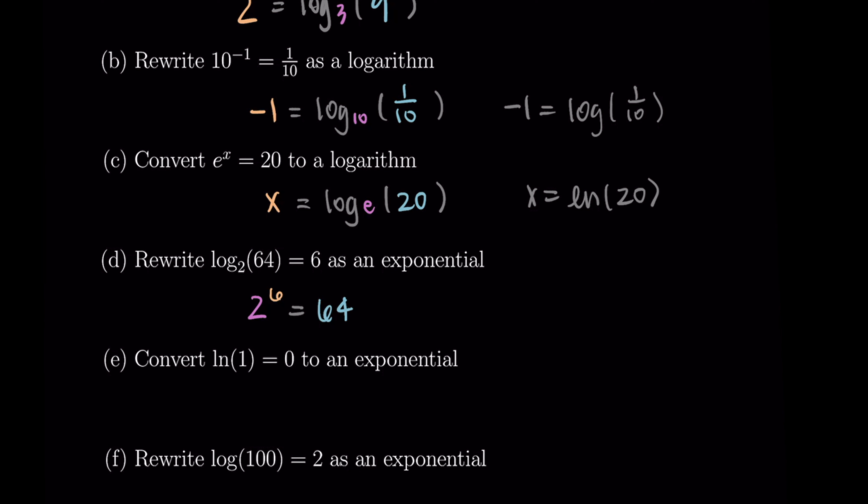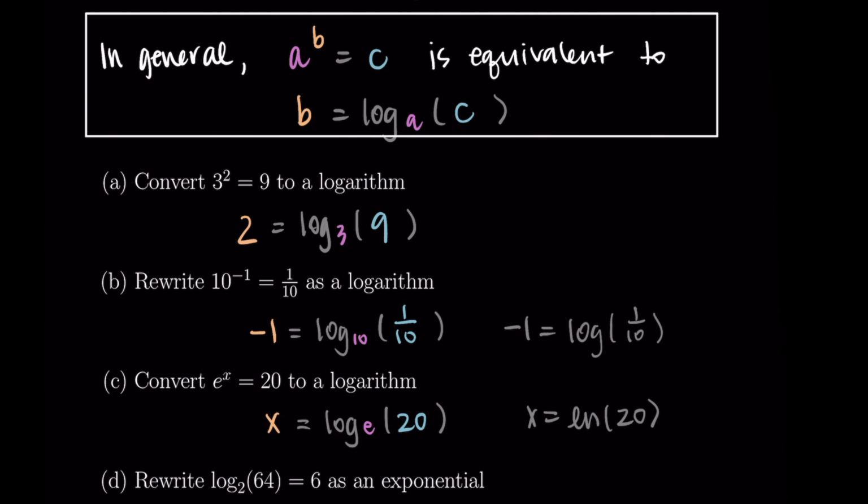Okay, so we've just switched between the two. And again, I'm just using this form, so you can always go back to this. So log base a of c equals b, we can rewrite it as a to the b equals c.